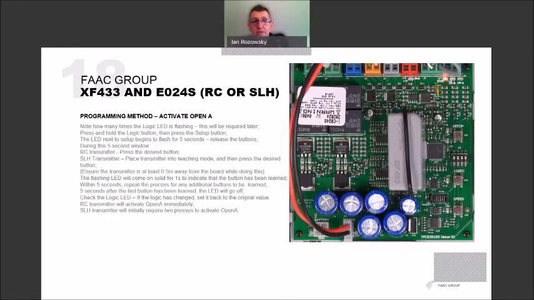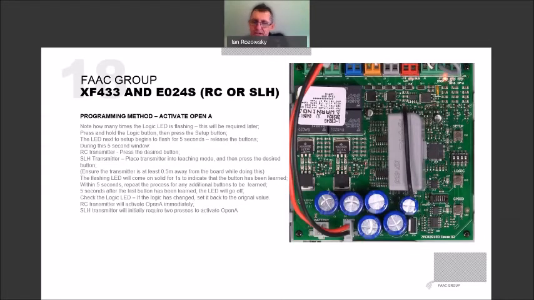Then in essence, you hold the logic button down. While you're holding it, you press the setup button, and the LED next to the setup will start to flash for about 5 seconds. You release the buttons, and during that 5-second window, if it's an RC transmitter you're coding, you just press the desired button that you want. If it's an SLH transmitter, you'll need to put it into teaching mode by pressing and holding buttons 1 and 2, releasing them, and then pressing the button you want to learn. Remember, you've only got 5 seconds to do this, so you've got to be fairly quick.